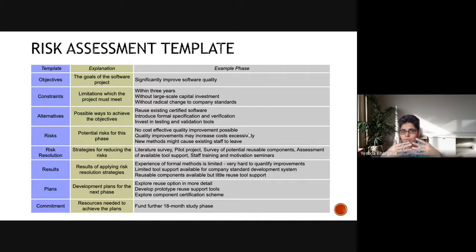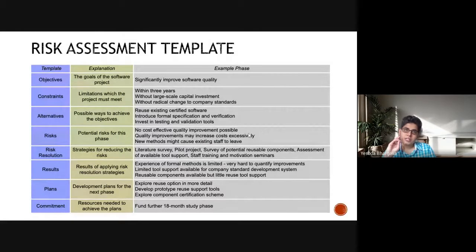You could reuse the existing certified software, so you may not use the existing software that you have been using because you want to significantly improve the quality, so you go down to certified software, or you introduce formal specifications and verifications in your own software, or you invest in testing and validation tools. So there are certain risks associated with it. So given you know what you want to do, you have the constraints and you have the solutions.